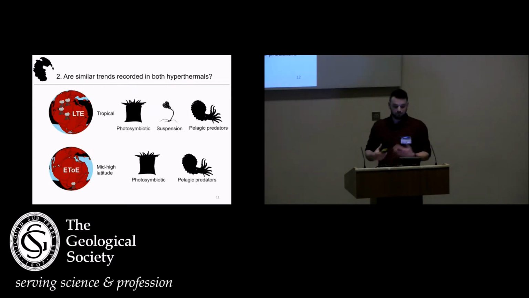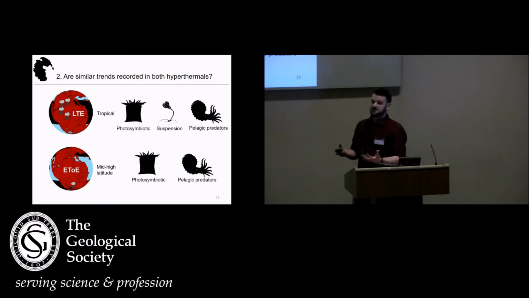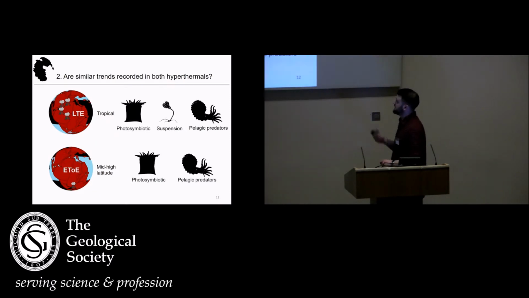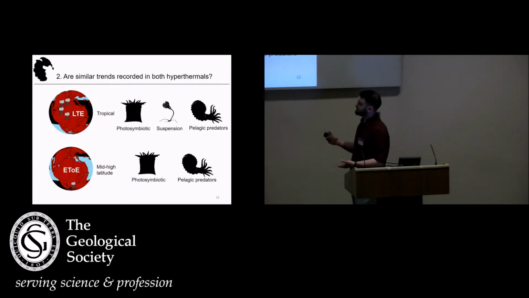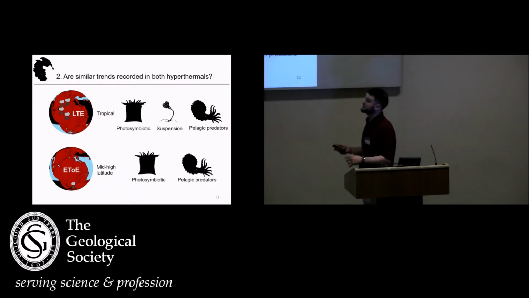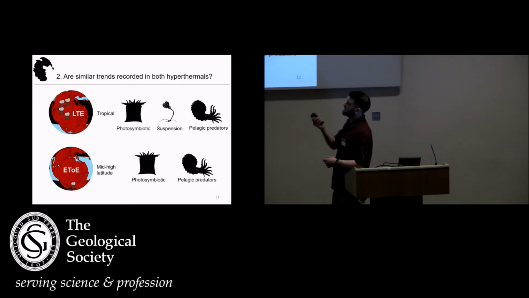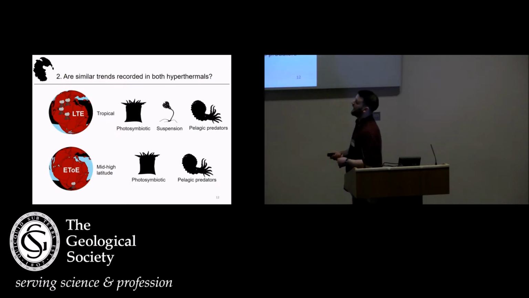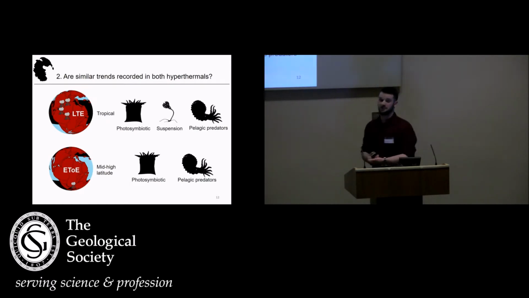So the previous two slides kind of answered this already, but are there similar trends recorded at both hyperthermal events? Well, when we look at the biological characteristics of the individual organisms themselves, yes, there is. Our photosymbiotic and suspension feeders at the late Triassic extinction. Not so much the suspension feeders in the early Toarcian extinction, but definitely the photosymbiotic reef taxa. And our pelagic predators all suffering rather badly. But there's definite differences in the geography of the extinction events, where we see high extinction in the tropics at the late Triassic event, and higher extinction in the mid to high latitudes at the early Toarcian event.